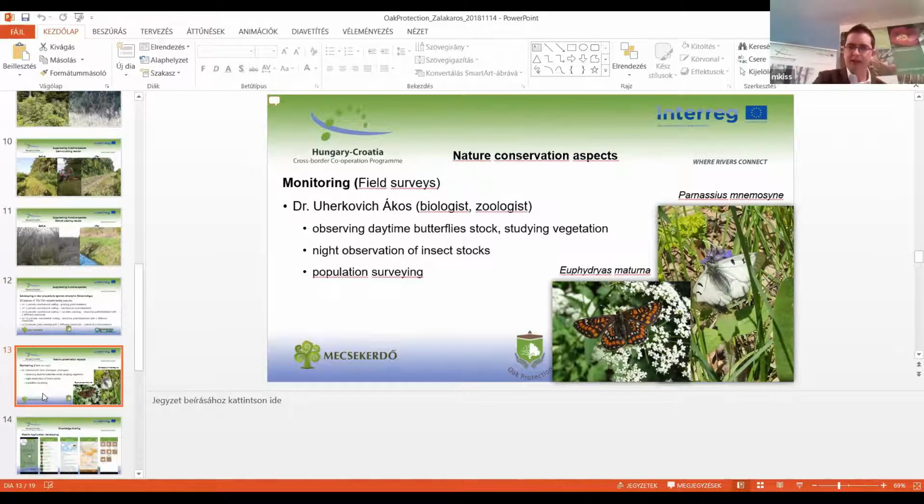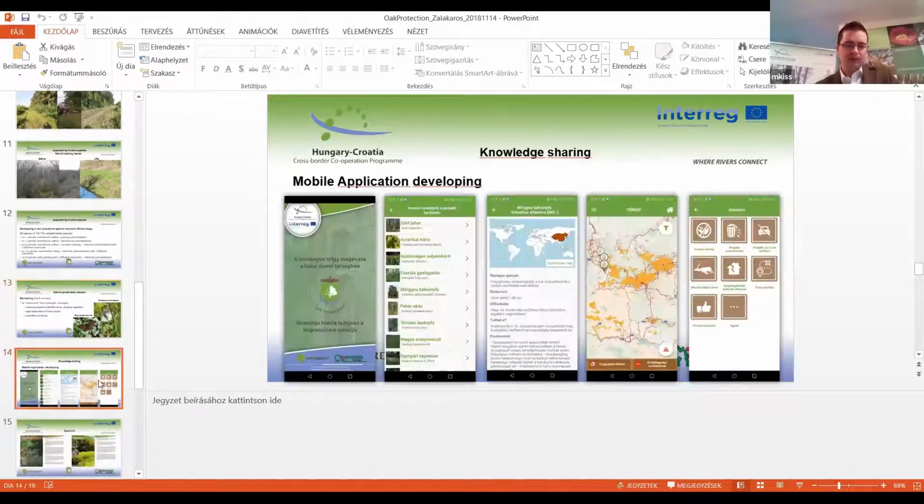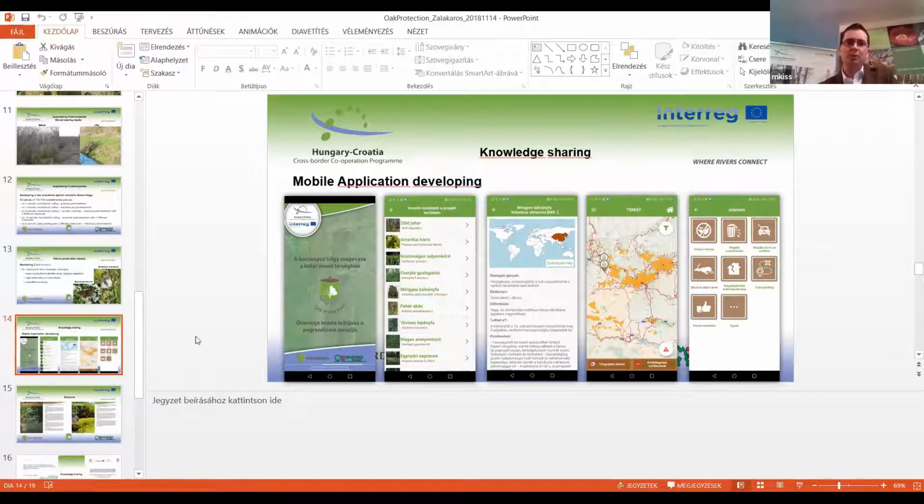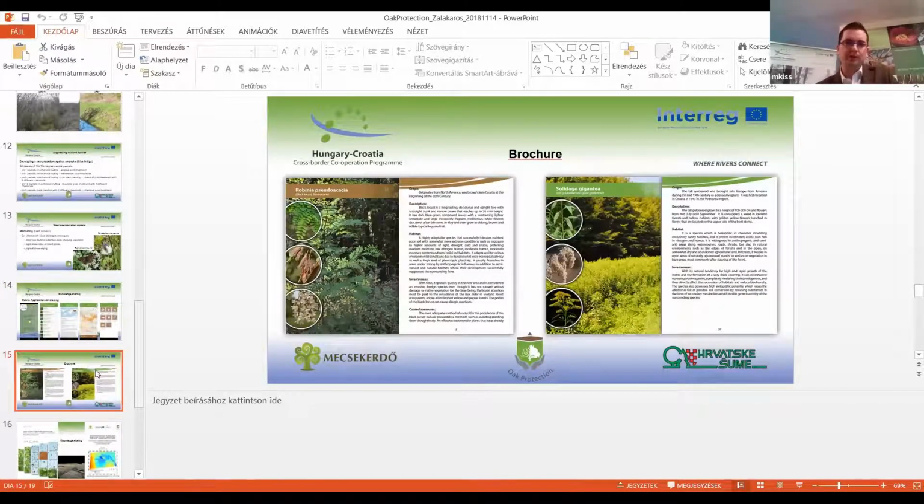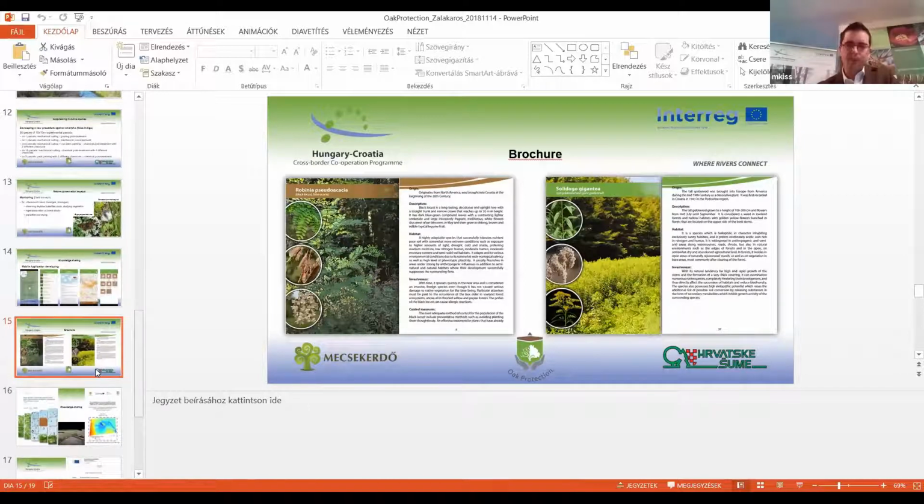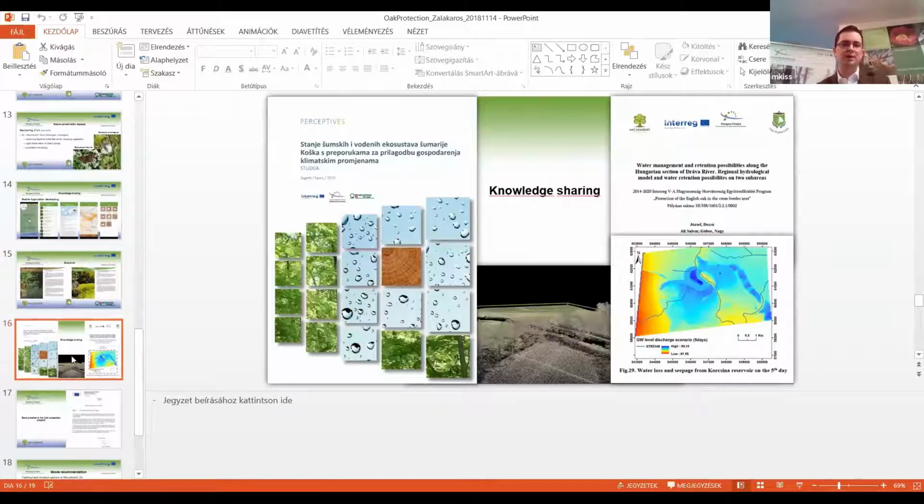It was an extra activity, and we financed this survey from our own budget. The other significant aspect during the project implementation was the knowledge sharing. So we developed a mobile application, we printed a brochure, which presents invasive species which we found in the project area. And of course, we make those results available, especially useful for forestry professionals: a methodological guide or model calculations for water storage, etc.